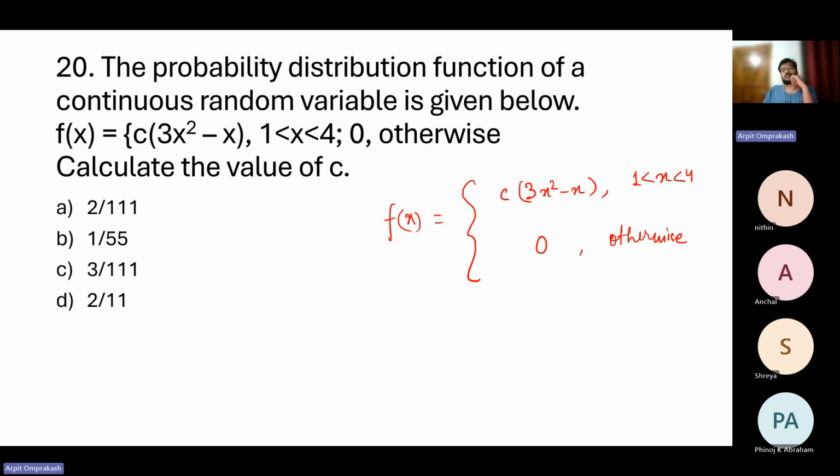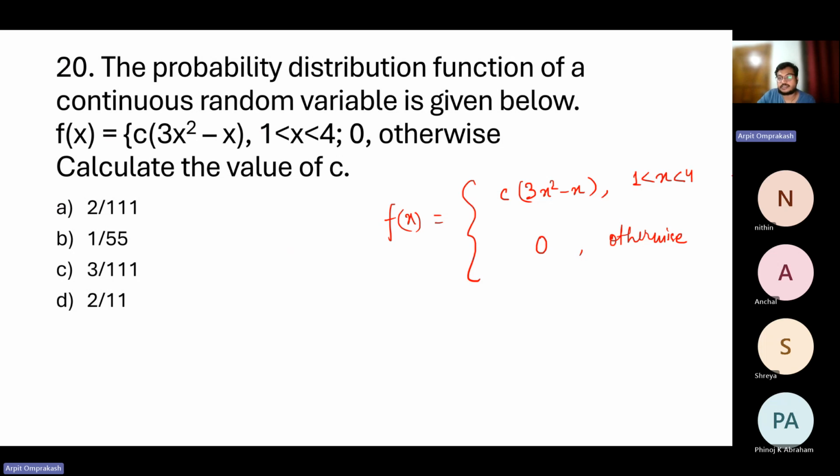Right. So we know that the integral of the probability distribution function for a continuous random variable is 1. So we'll use that property here. If we take the integral from minus infinity to infinity of f of x dx, this is equal to 1. Now, when x is less than 1, it's 0. When x is greater than 4, it's 0.